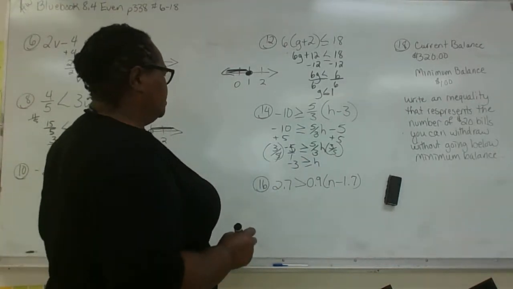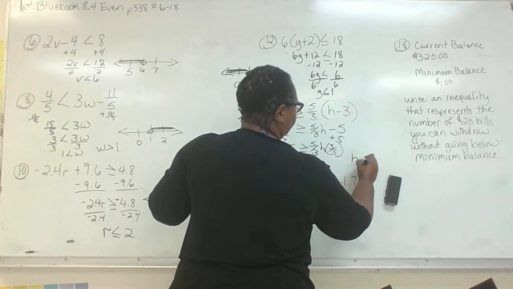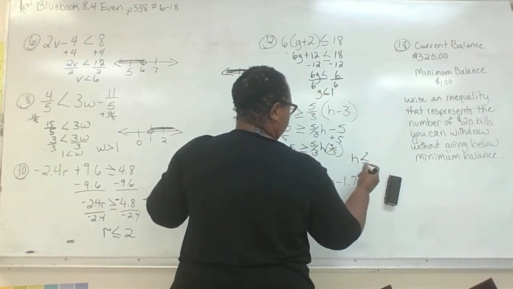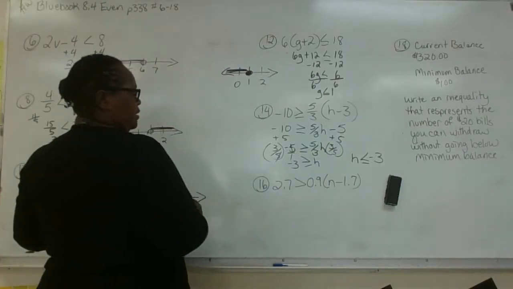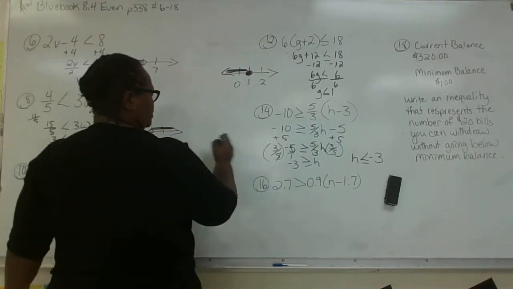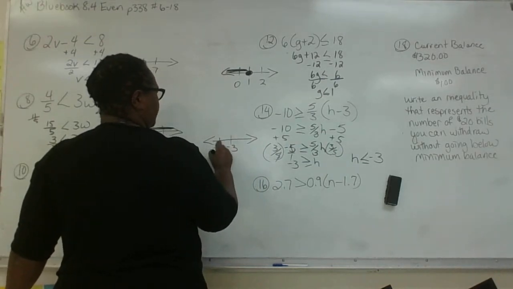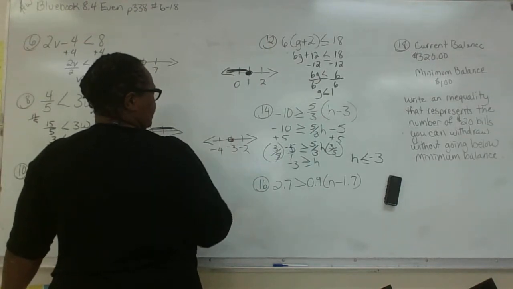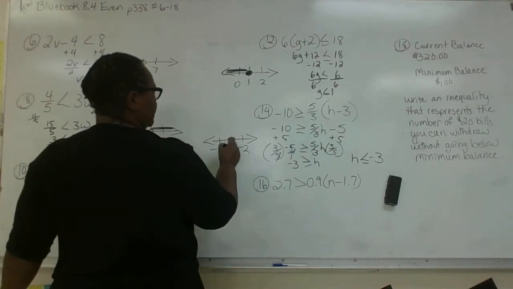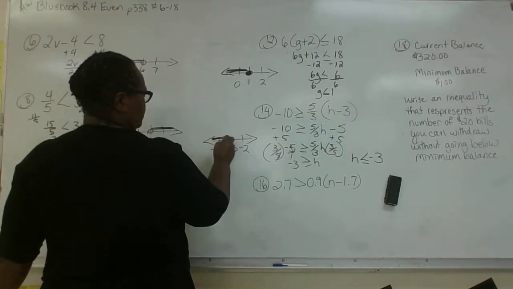So now visually, we want to flip this around so that we have H on the left side, and then this is -3. So H is less than or equal to -3. So when we graph, we have our -3. This is our -4. This is our -2. Here we start at -3. We include -3, but we want all of the integers that are less than -3.